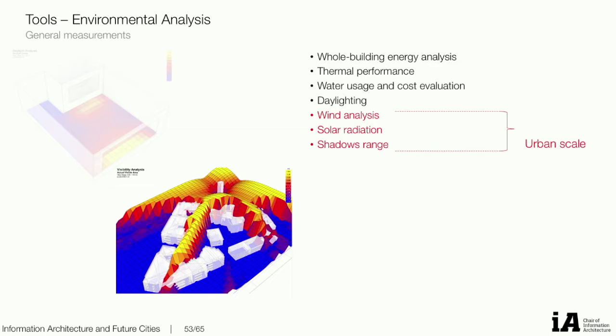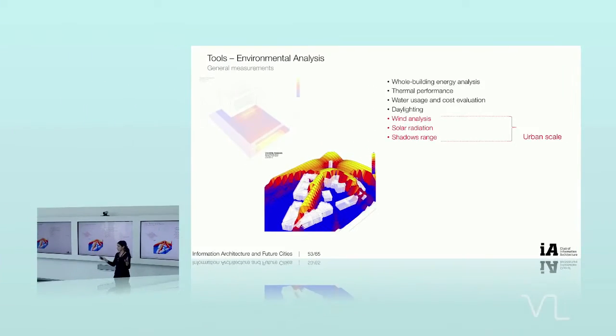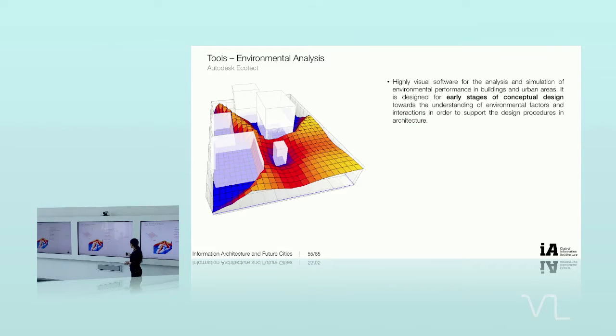But for urban planning, or for the urban scale, we actually only use the last ones, because we don't have any water usage for the urban scale. We actually just use the last ones. And then we also have different other tools, but this is another story.